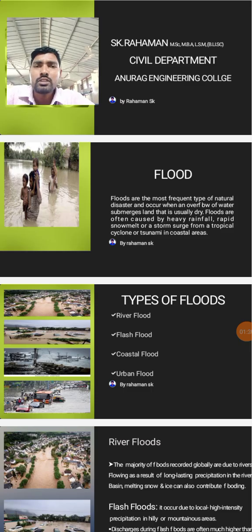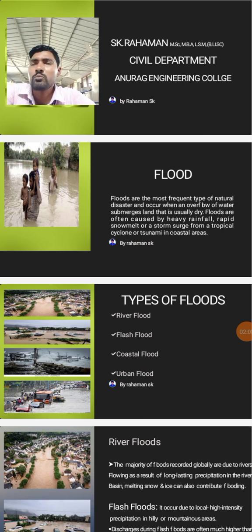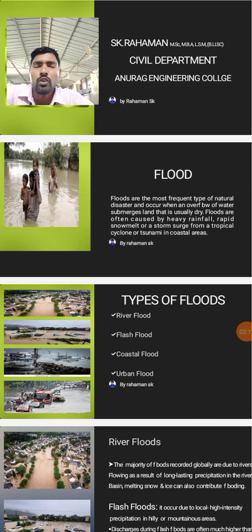In this section, we have to learn about floods. The definition of a flood: floods are the most frequent type of natural disaster and occur when an overflowing of water submerges land that is usually dry. Floods are often caused by heavy rainfall, rapid snow melt, or storm surge from a tropical cyclone or tsunamis in coastal areas.